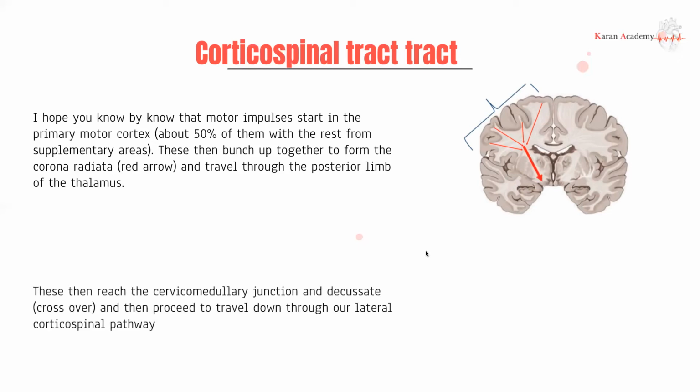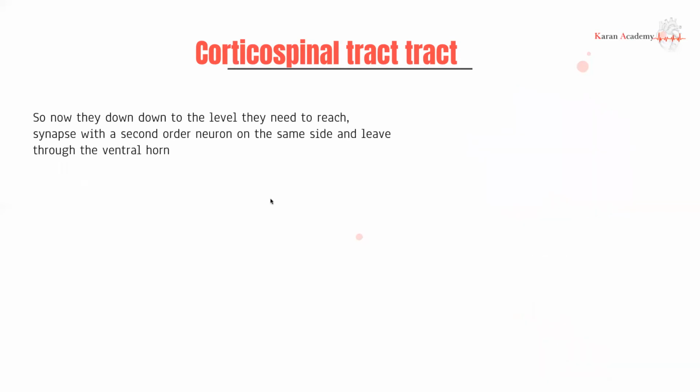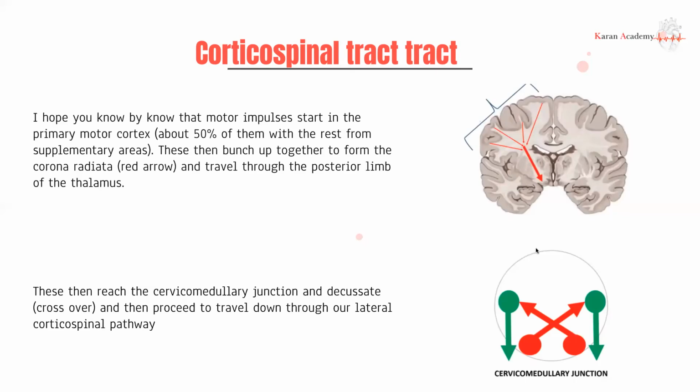Once it does so, it reaches the cervicomedullary junction, so it's at the medulla, and decussates at the medulla and then travels downward. So you have the cervicomedullary junction, it comes here, decussates or crosses over, and then goes down through the lateral corticospinal pathway. Now they go down to each level, and they need to reach a second order neuron to transmit their impulse. Remember, here they have decussated, but they haven't synapsed.